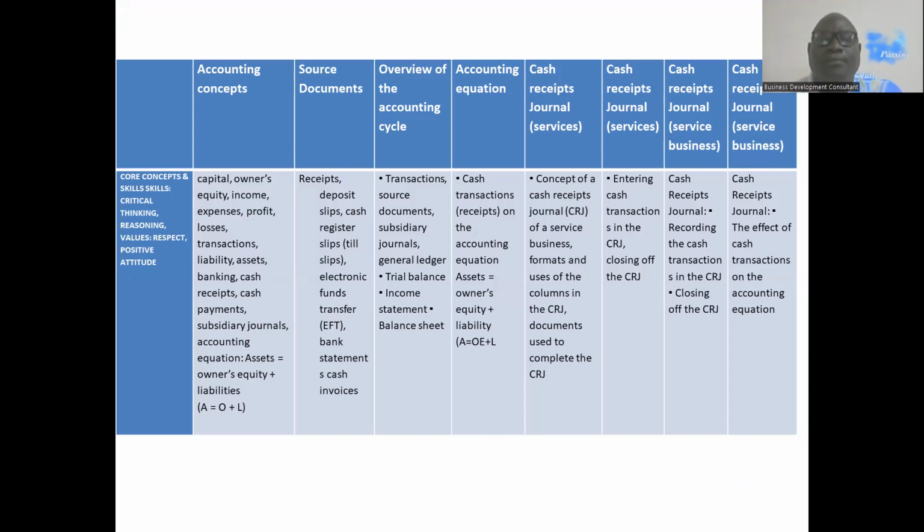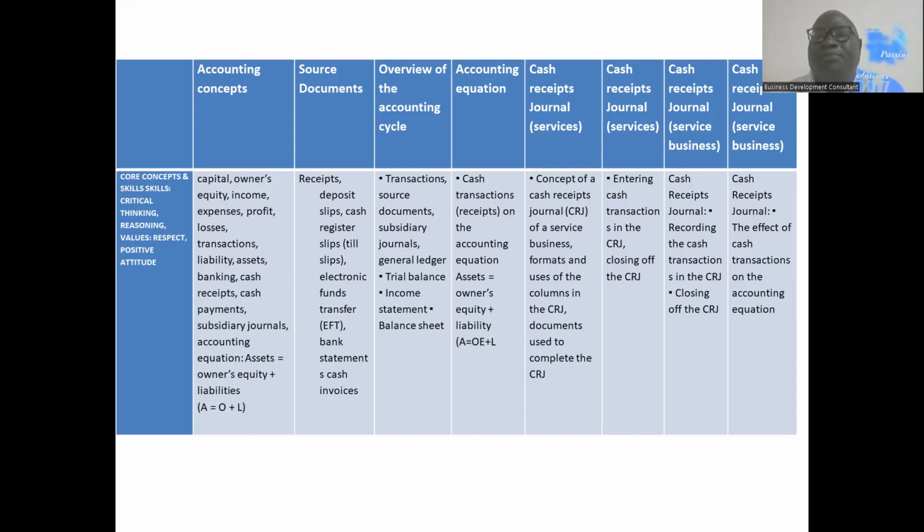Accounting concepts. Can you take us through the requirements in this section? Yes, thank you very much. We'll be looking at the concepts, which include capital, owner's equity, income, expenses, profit and losses, transactions, liabilities, assets, banking, cash receipts, cash payments, subsidiary journal, and the accounting equation, which concludes our concepts: assets being equal to owner's equity plus the liabilities.